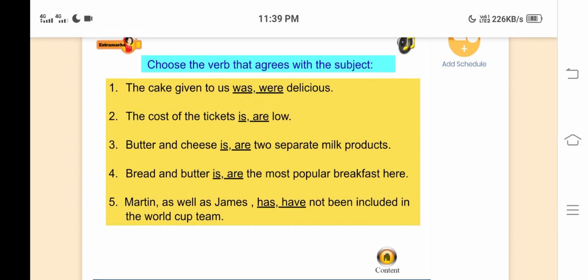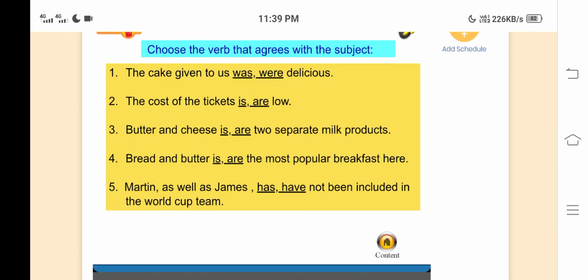Can you now use the verb in agreement with the subject when you write your sentences next time? Let's check. Choose the verb in each of the given sentences that agrees with the subject. The cake given to us was or were delicious. The cost of the tickets are low. Butter and cheese are two separate milk products. Bread and butter are the most popular breakfast here. Martin as well as James have not been included in the World Cup team.